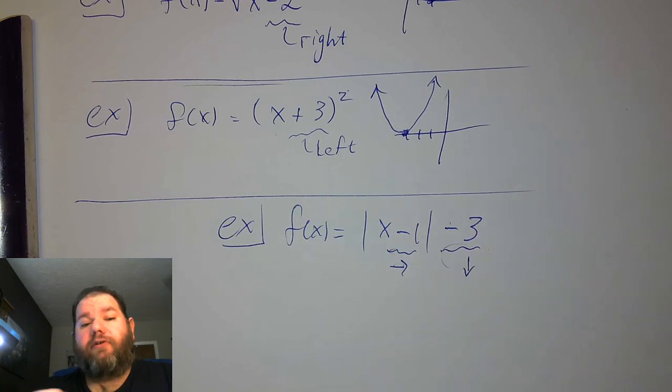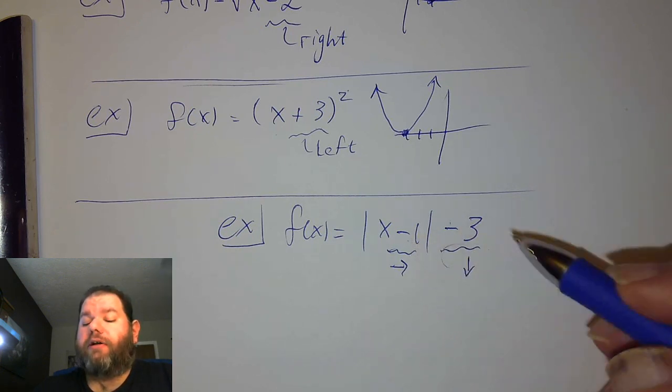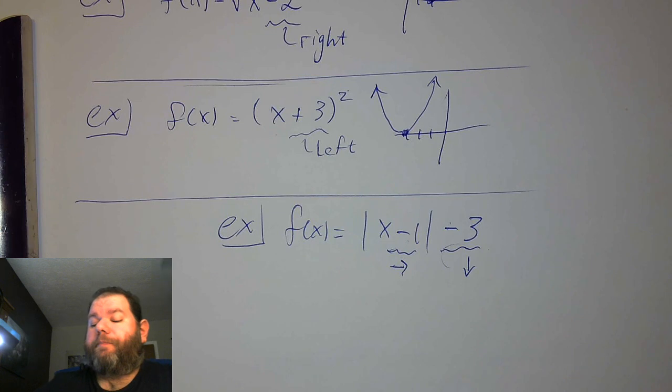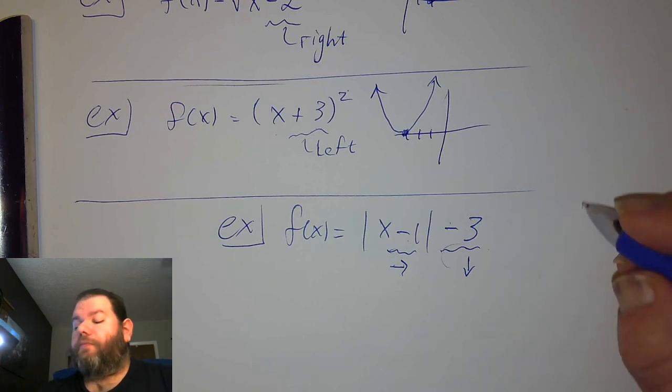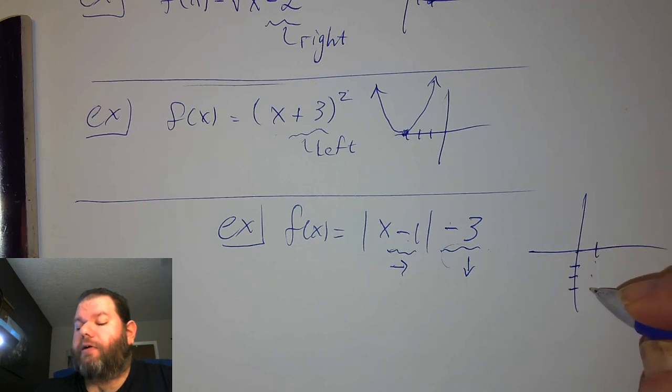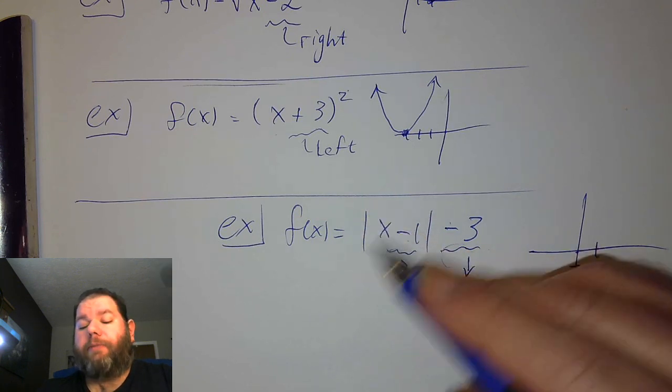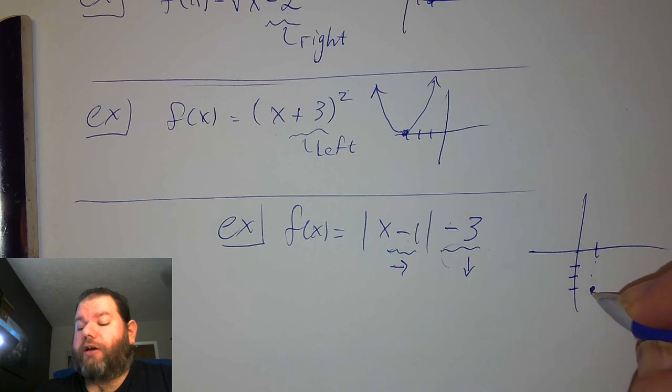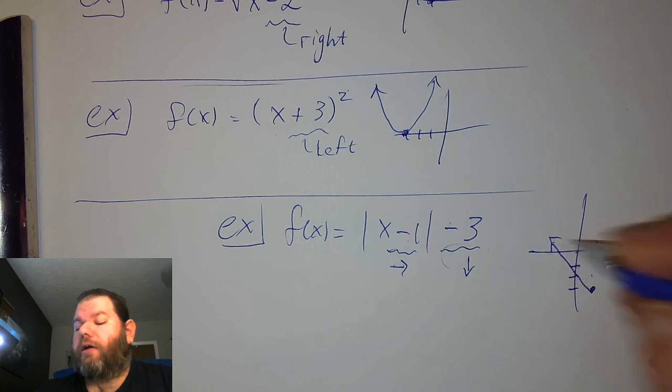So basically we're going to start at the origin. The nice thing about each of these graphs is that they start at the origin. We'll move right 1 and then down 3 from there. So from the origin, right 1, and then down 3. So right 1, down 3. And then we just draw in their normal absolute value graph, which is a V shape, starting at this new location.